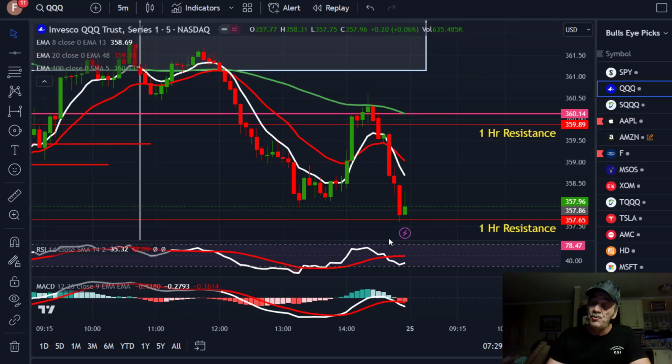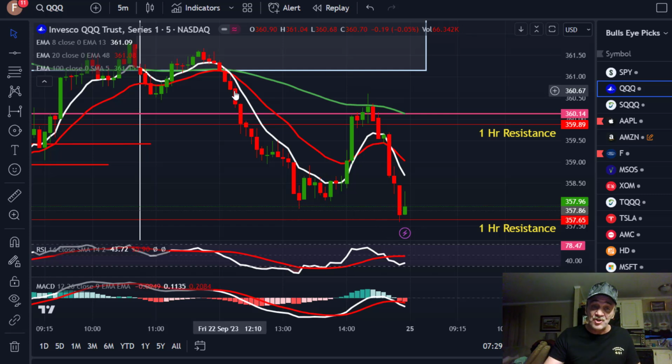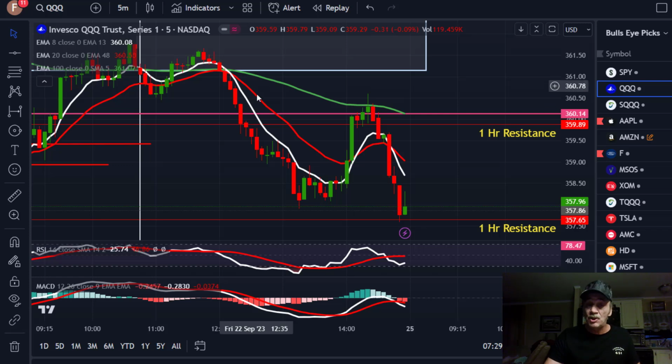Looking at the QQQ, which is the complete opposite or the inverse of the SQQQ, we see that the price action is below the 8 EMA, and the 20 EMA, and the 100 EMA. So it's going to be bullish because it's running downwards below your EMA lines, okay? Now, in my case, I like to use the white, the red, and the green to separate them, all right?